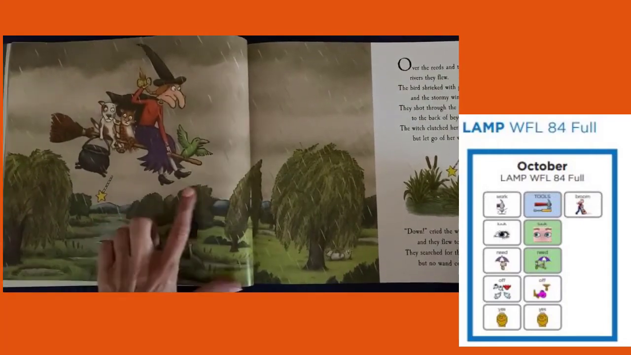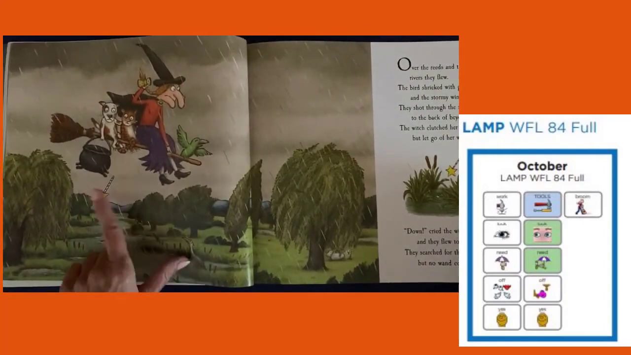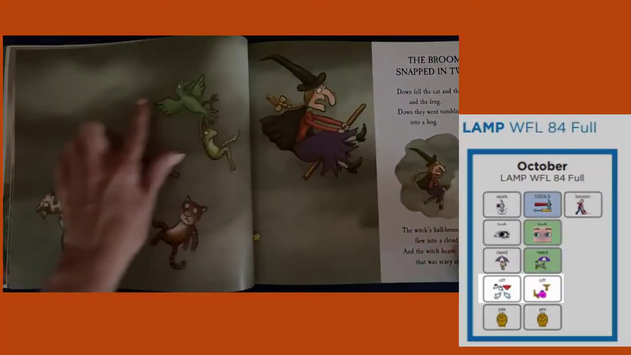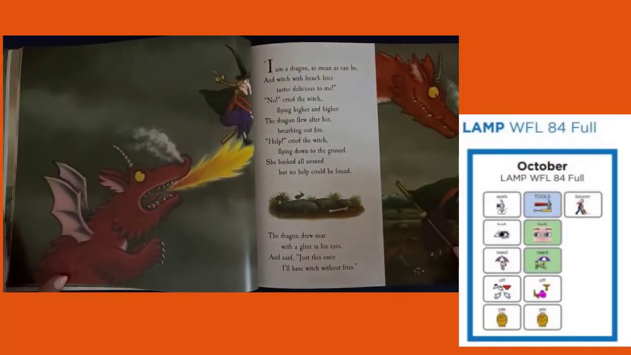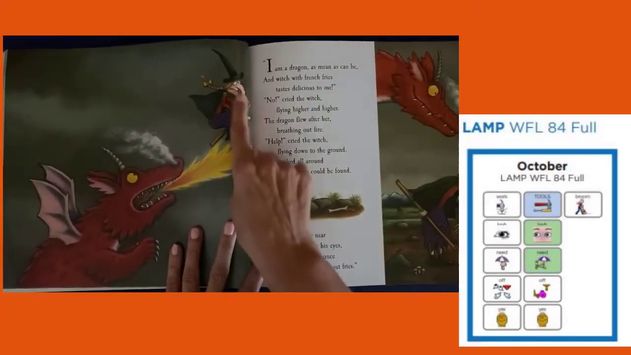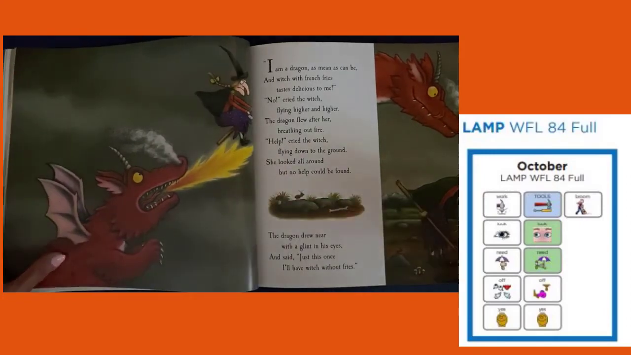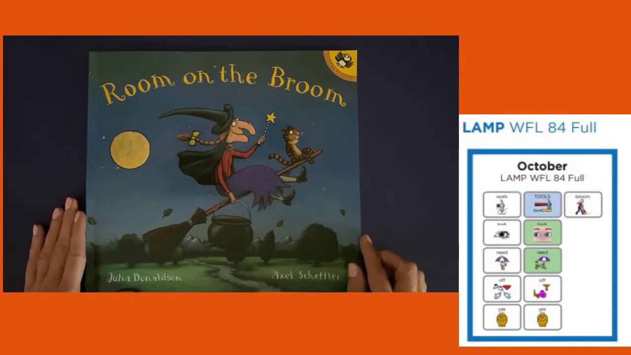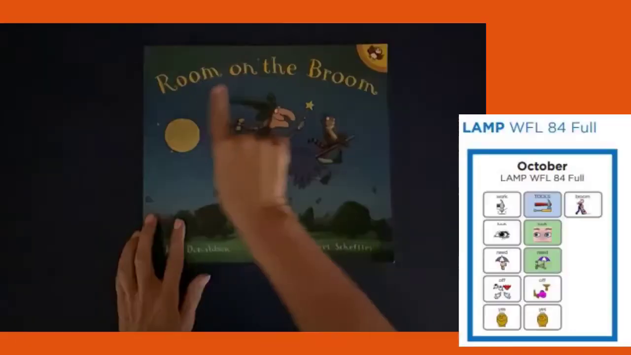Now it's raining. Oh, looks like they lost something else. Oh, they're gonna fall off. Wow, there's a dragon. Oh, he's got fire right on the witch. Ooh, I wonder what's gonna happen. Let's read our story and find out. Room on the Broom.